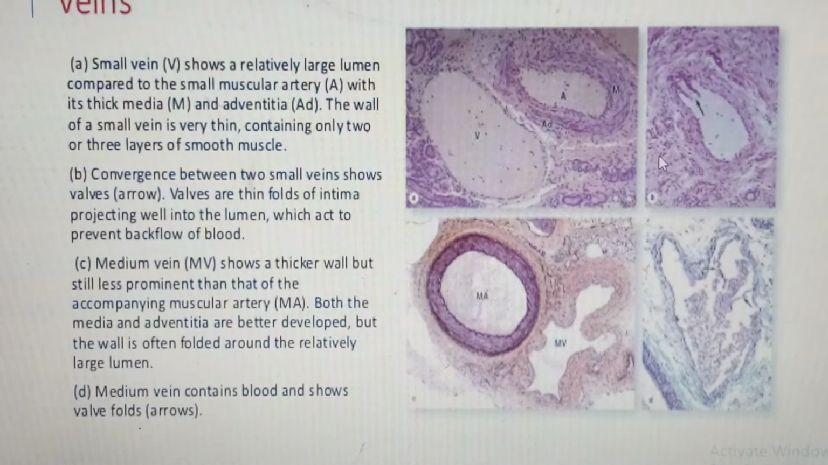But in the case of veins, what we are saying is that veins generally will have what we call valves. Okay, so this is an example of the valve that we can see over here, where it's coming out, which we said is going to ensure unidirectional flow of blood.